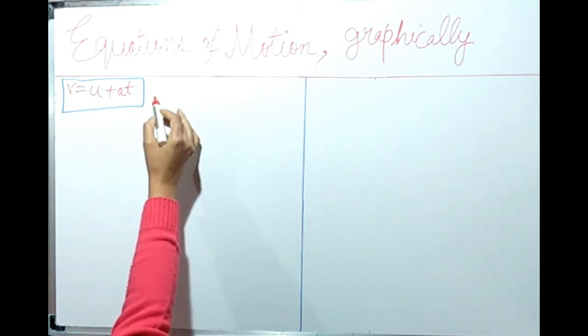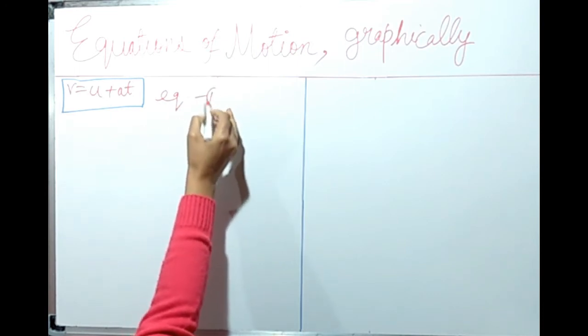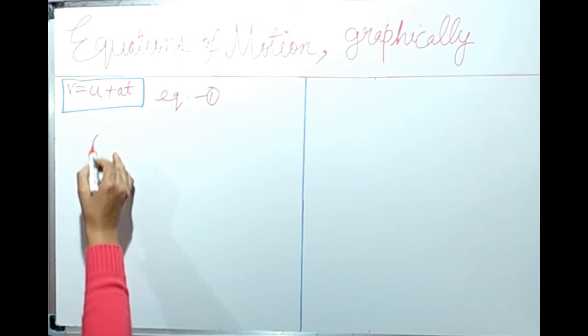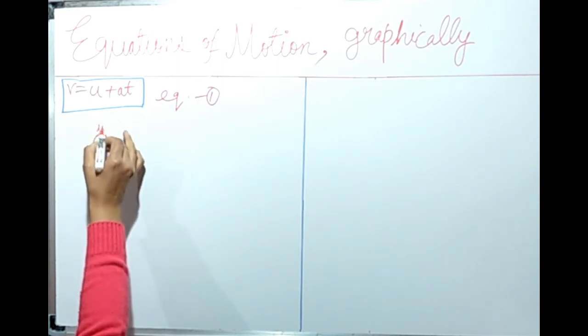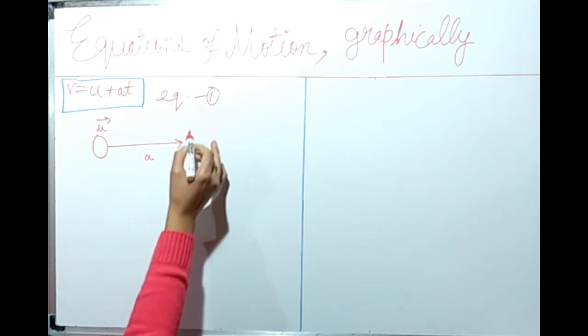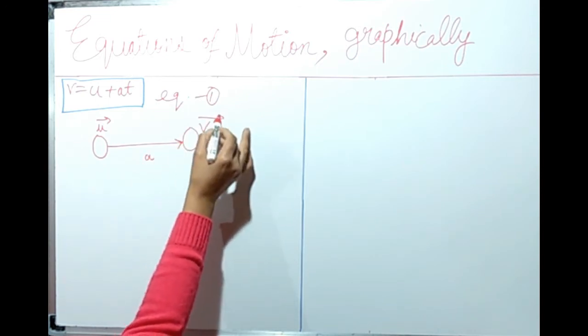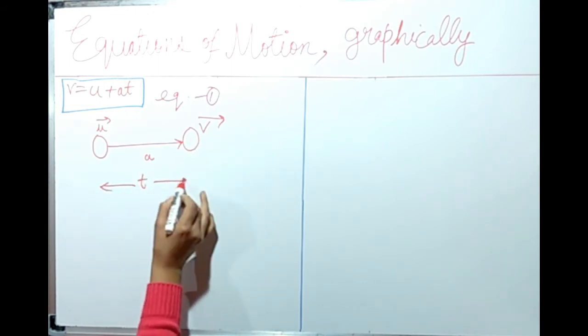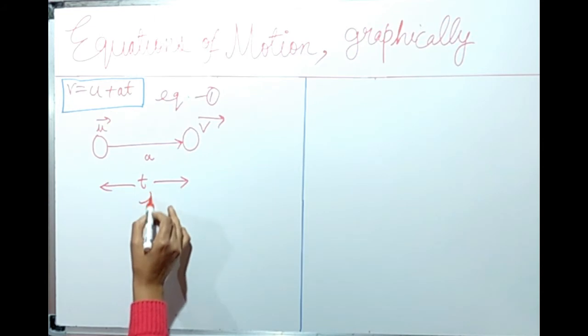v equal to u plus at. This is our equation number 1. We have to derive this with the help of a graph. Object is moving with velocity u. This is the initial velocity, and acceleration is a. Final velocity attained is v. Time to attain this velocity is, let's say, t seconds, and displacement is s.